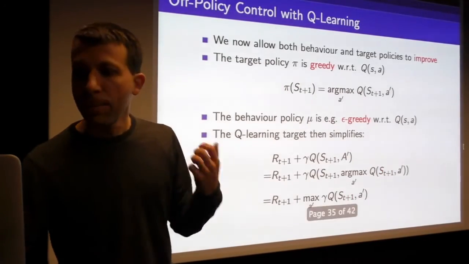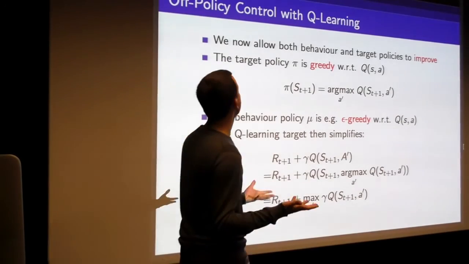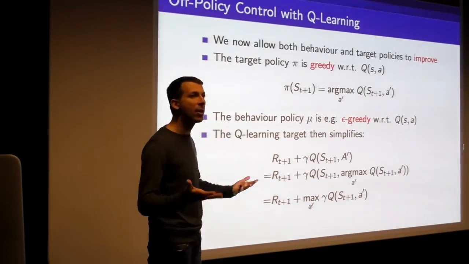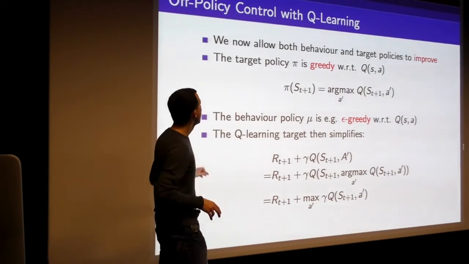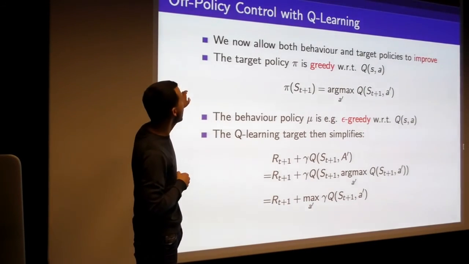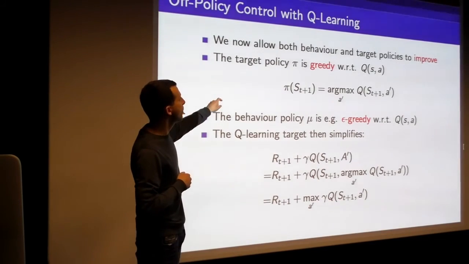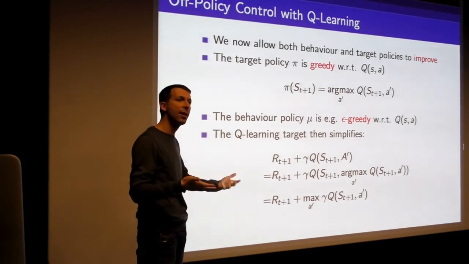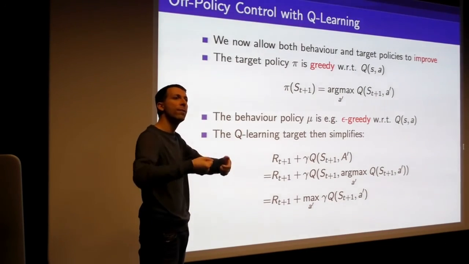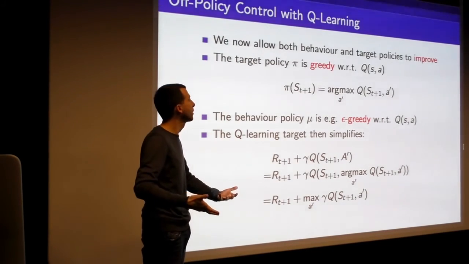Now there's a special case of this, which is the well-known Q-learning algorithm. So if you hear about the Q-learning algorithm, essentially it is what we're going to talk about in this slide. And it's a special case where the target policy is a greedy policy. So this is the special case where we're trying to learn about greedy behavior while we're following some exploratory behavior.